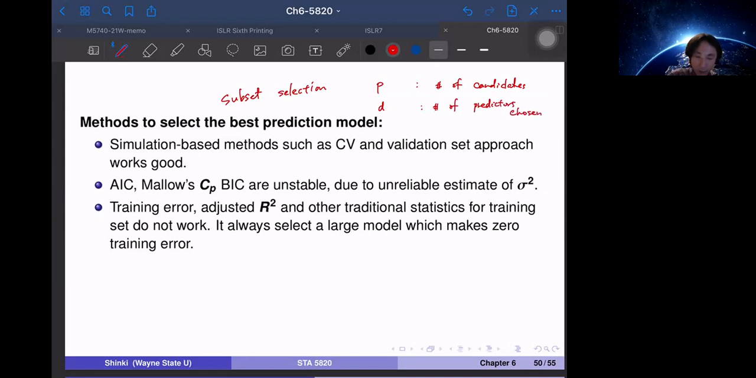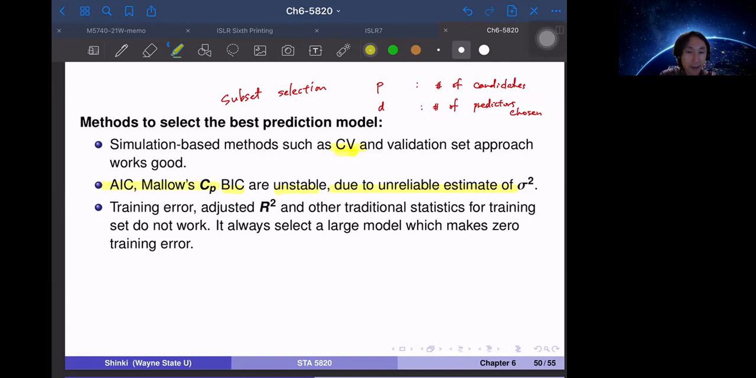Chosen. And this textbook mentioned that cross-validation is probably the best method to determine the subsets, to determine the best set of predictors. And they mentioned that AIC and Mallows' Cp, basically these two are similar. And BIC chooses a slightly smaller model. These are unstable due to unreliable estimates of sigma squared.